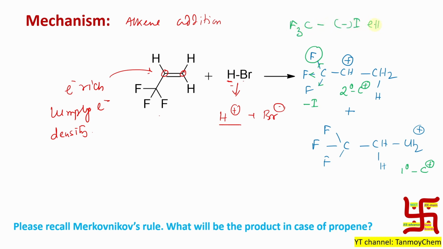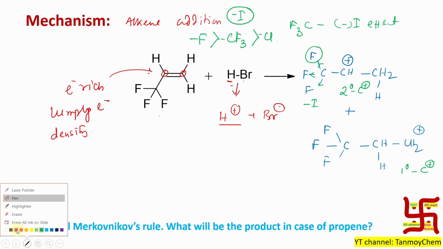By the way, students, I have already discussed this CF3 group in many lectures. Please visit if you want to learn more. It's very interesting. Its electron withdrawing capability is just second to fluorine. If you look at the minus I effect order, fluorine is greater than CF3, which is greater than chlorine. From there you can understand how much minus I effect this CF3 group has. If it has a minus I effect or withdrawing effect, it will pull electron density.